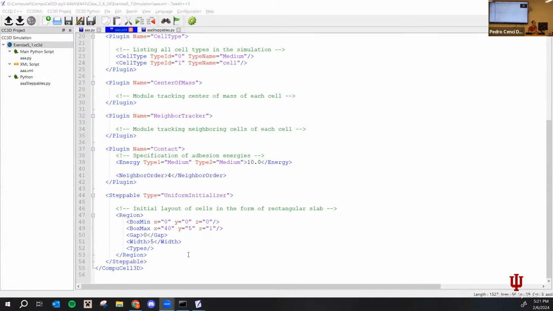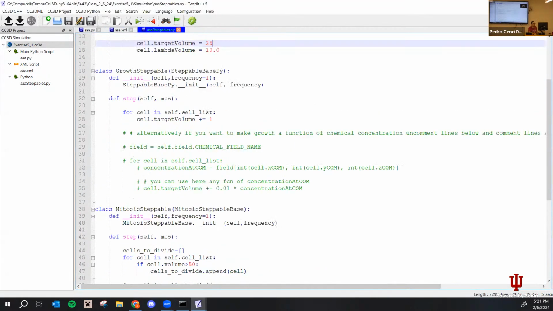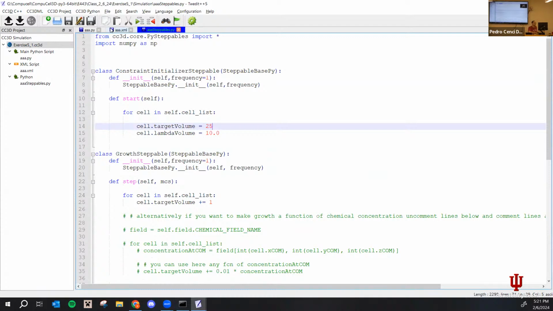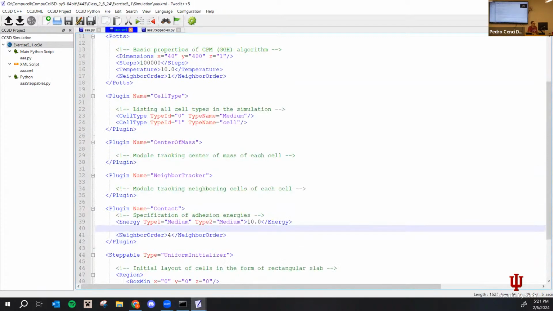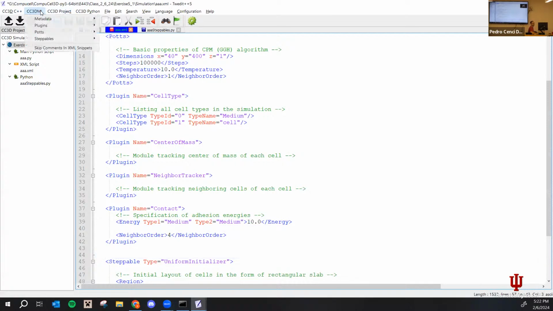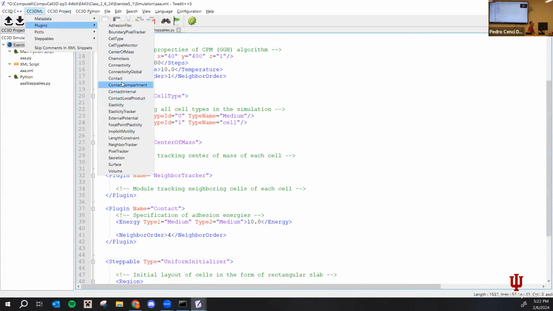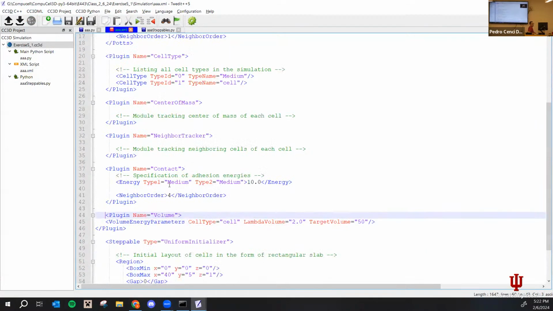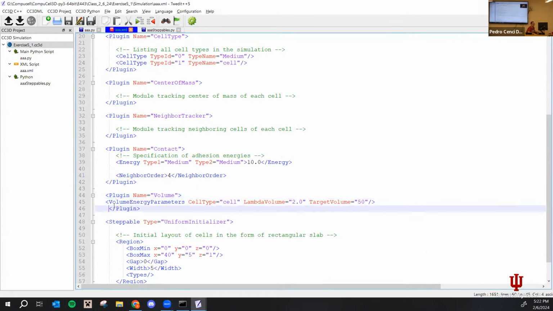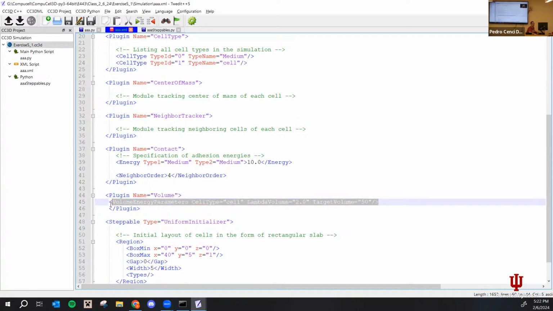Oh, before, show me your volume plugin. Let's see if you have a volume plugin in the XML. I guess I need to download those slides to see what. Looks like you have no volume plugin. Add a volume plugin. So yeah, click outside, XML plugins, Volume. So yeah, there you go. Delete what is inside because you want to specify it in Python.